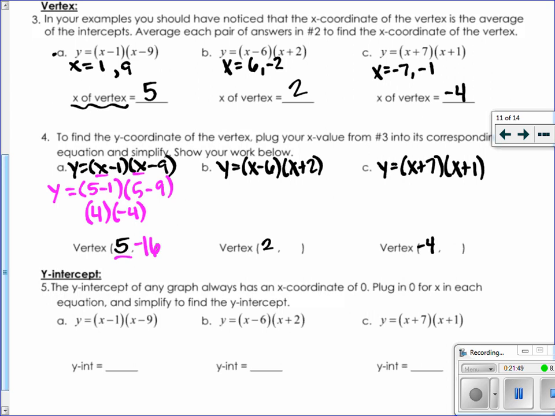Same thing for the next. If you're given the x value of anything and we need the y value, plug that x value into the equation. Then solve for y. So that means it's going to be 2 minus 6 times 2 plus 2. 2 minus 6 is -4. So -4 times 2 plus 2, which is 4. So what's that y value? -16.